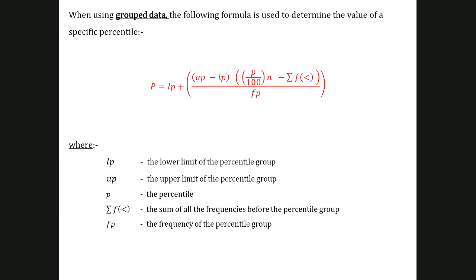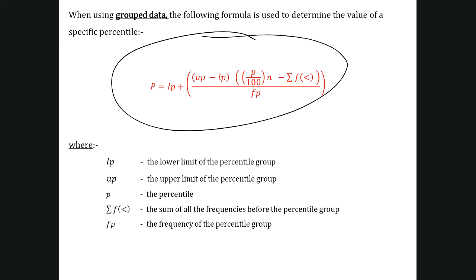So here is the formula for your percentile. It does look a bit complicated, but you'll see as I take you through the calculation that it's actually not too bad at all. So the formula says LP, which is the same as L1, your lower limit of your interval. Then in your bracket, you have a numerator which says UP, which stands for upper limit, minus the lower limit of the interval.